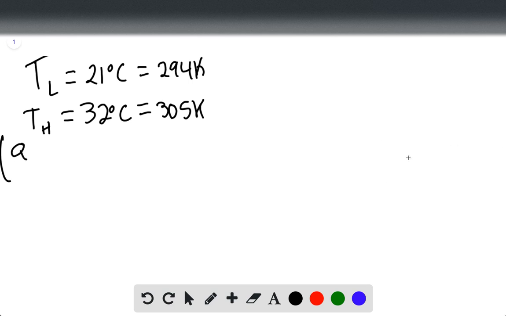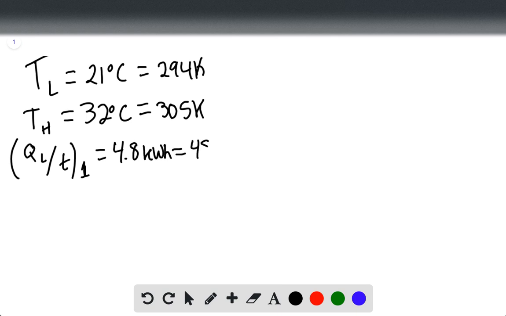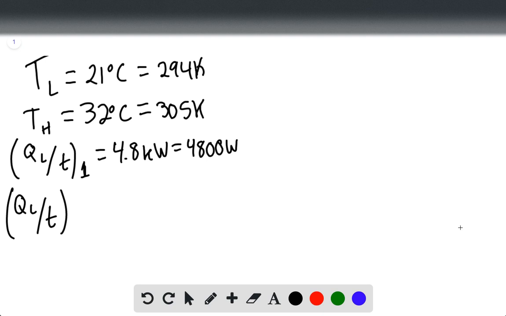We have Q sub L over T, my apologies, Q sub L over T, and this will be the first power output of 4.8 kilowatts, or 4,800 watts. Q sub L over T, for sub 2, will simply be equal to 500 watts.